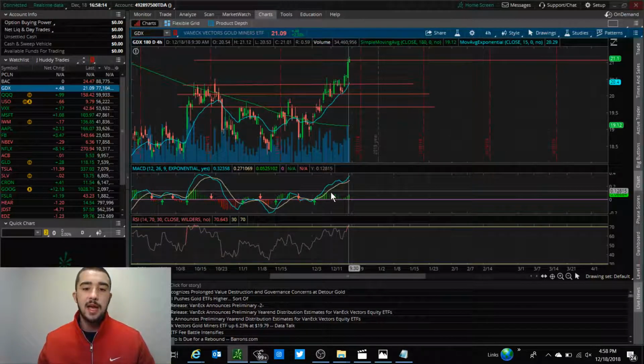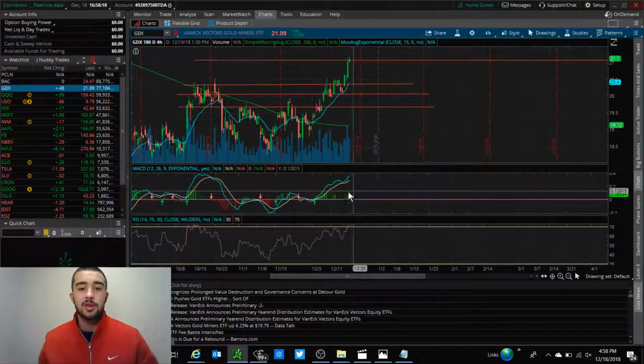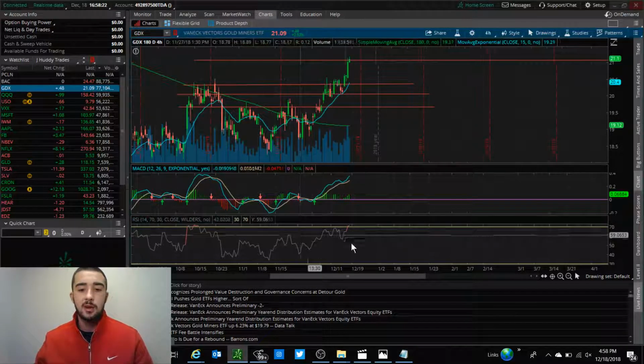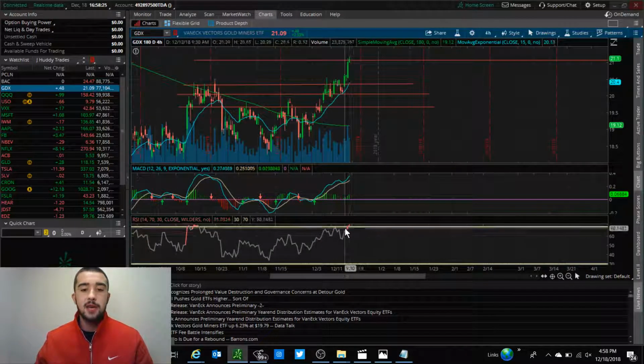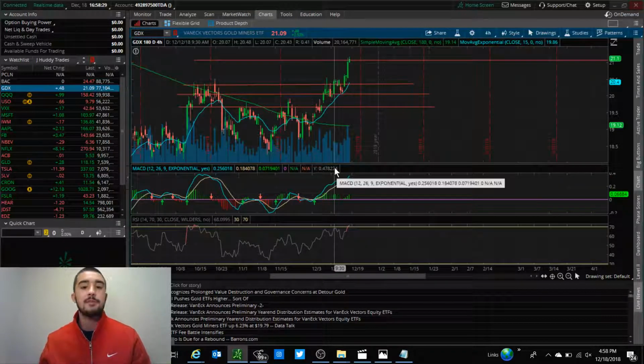So after looking at that, even though the MACD is not signaling a sell signal, the RSI is, though. That's why you want to utilize more than one indicator. The RSI is peaking out. You see it turning red? That's marking a sell signal. So I keep that in mind.